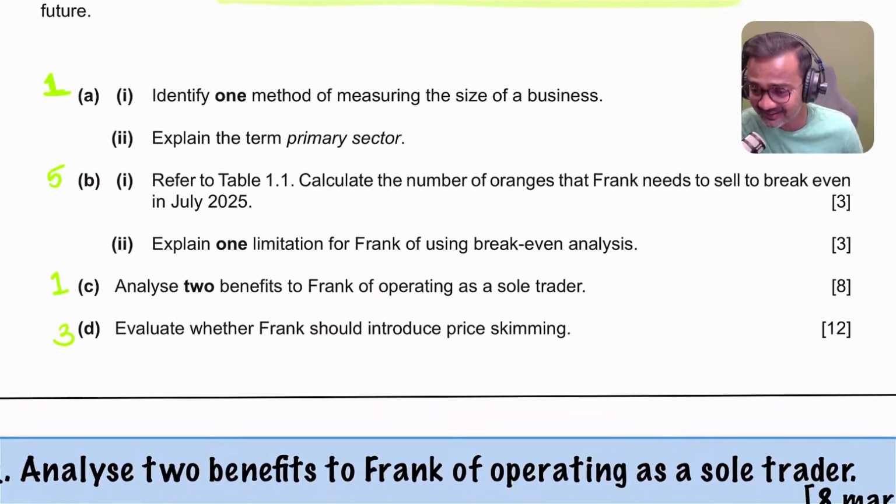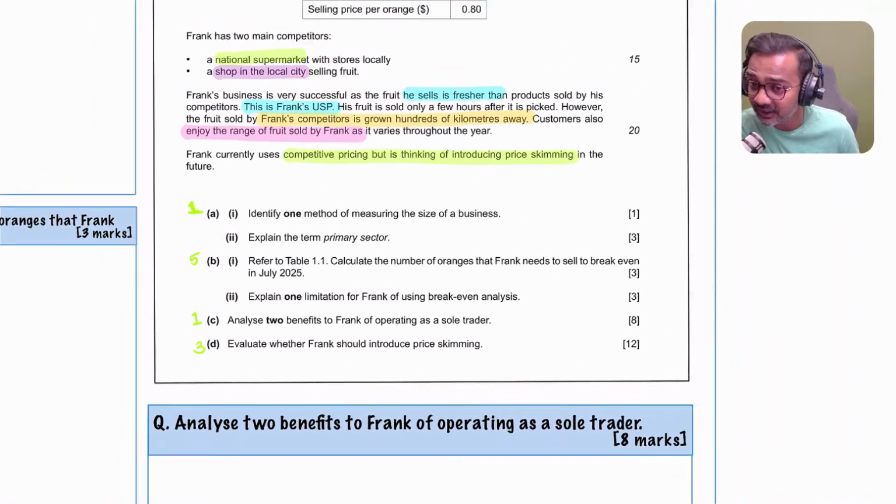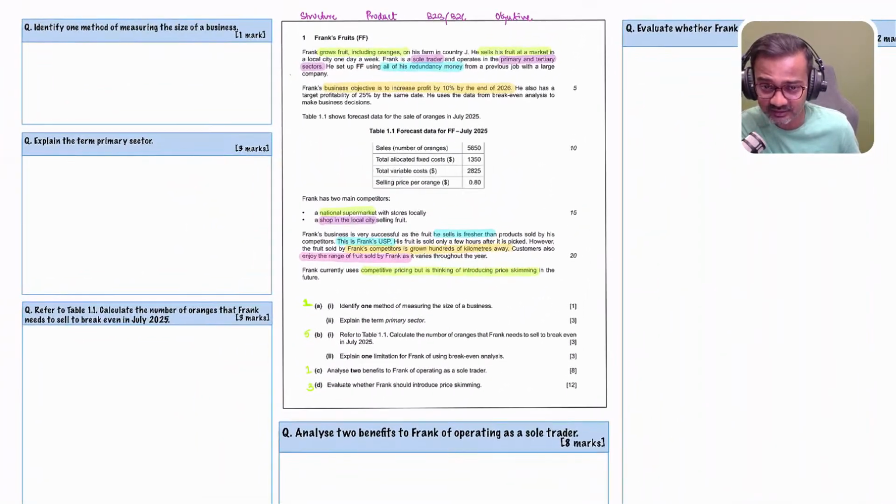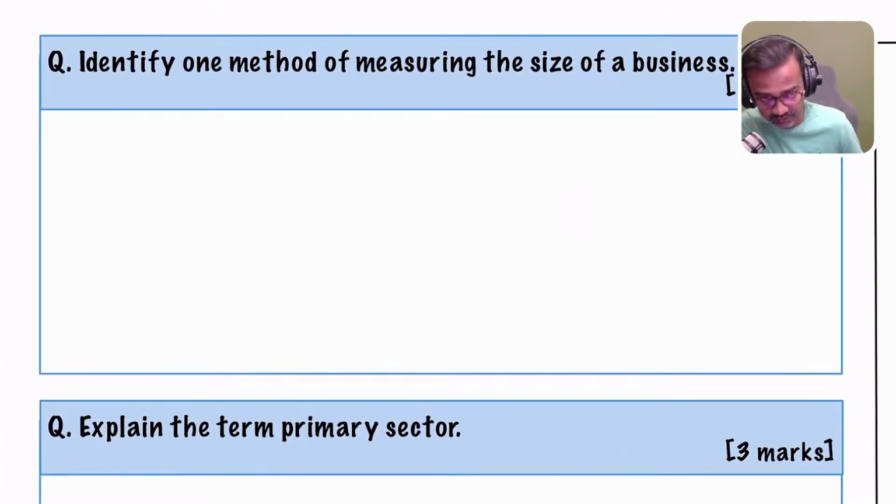So here is the sequence of the questions that we saw, and what my team has done for me nicely is, one, they are helping me answer your queries online, and two, they've made this nice template for me to use. So I'm going to go in this sequence, start with question A part B, and we'll come all the way around to attempt the last question here. So starting with the first one, which is identify one method of measuring the size of a business.